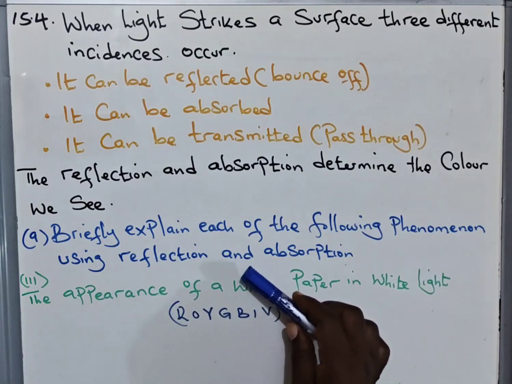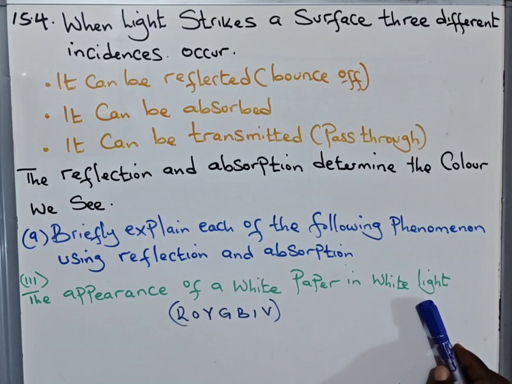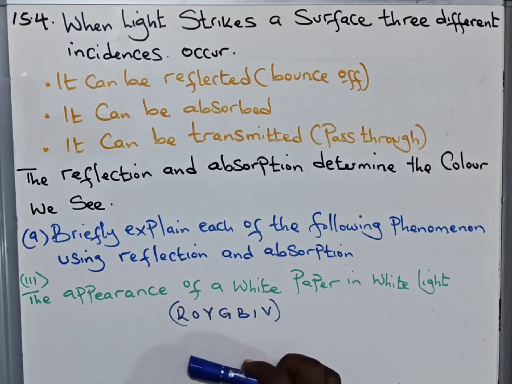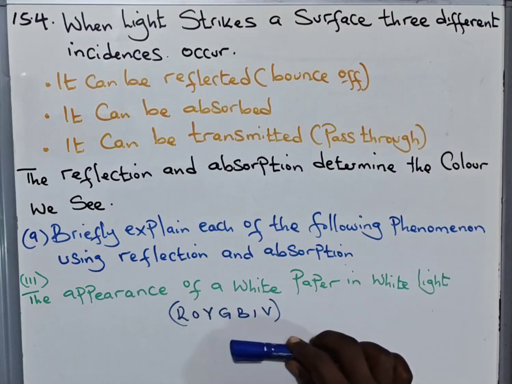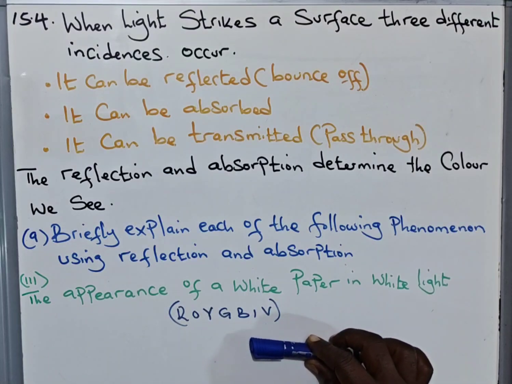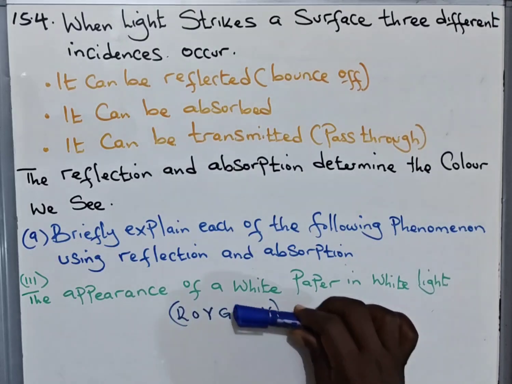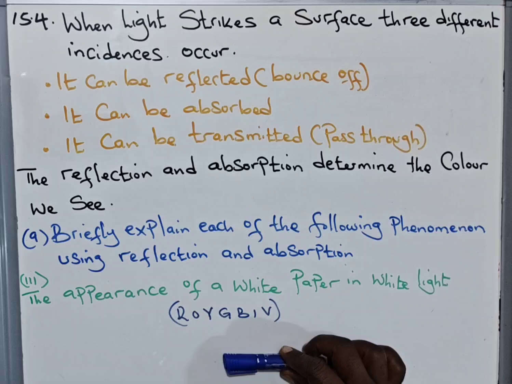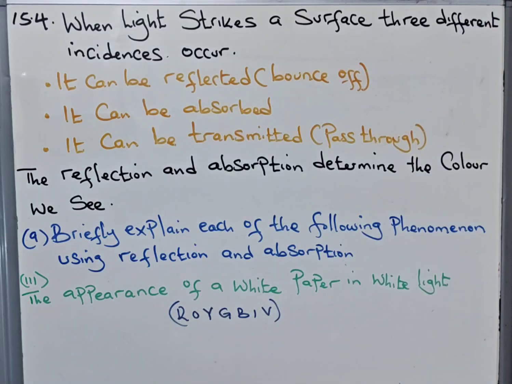But when we have a white paper appearing white in white light, what's the implication? The implication is that all the 7 colors are reflected and none is absorbed. So that's why the paper appears white, because it reflects all the colors of the spectrum. The red, the orange, the yellow, the green, the blue, the indigo, the violet, all of them are reflected.